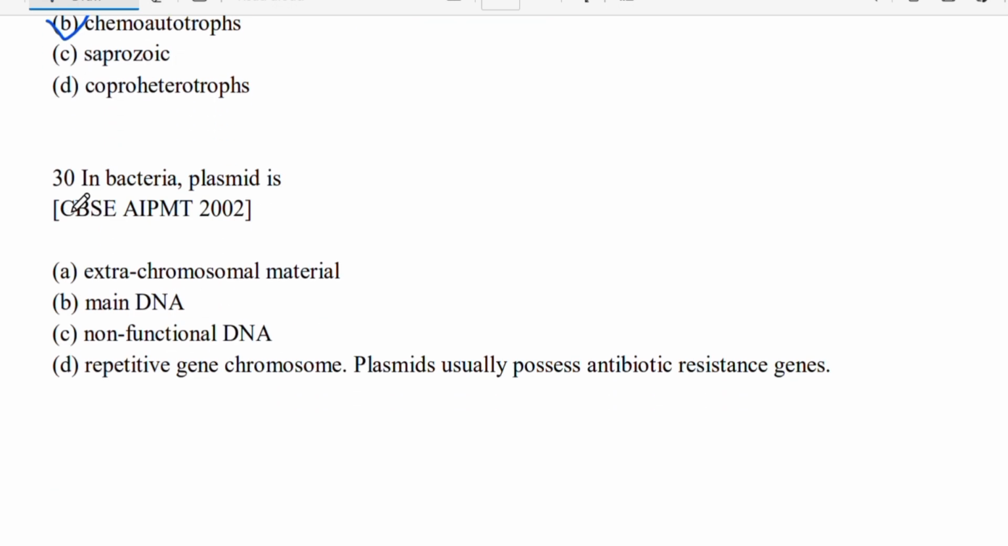Question number 30. In bacteria, plasmid is option A extra chromosomal material, option B main DNA, option C non-functional DNA, option D a repetitive gene chromosome. Plasmid usually possesses antibiotic resistance genes. And the correct option is option A extra chromosomal material.